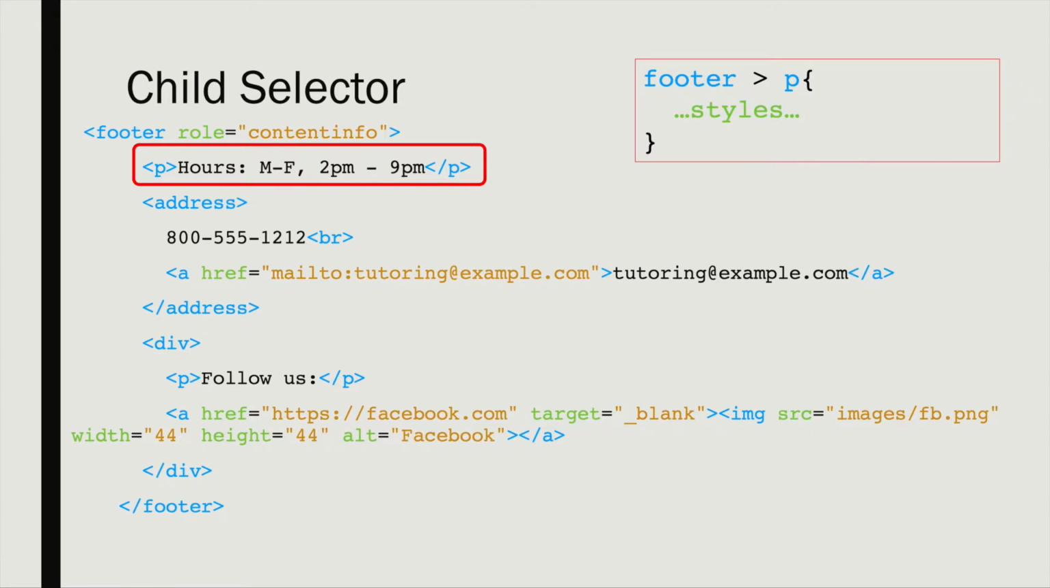It has the item, in this case the footer, then it has the right triangle sign, and then the p tag. This is basically saying that any of these elements, in this case p tags, inside the footer should have the style specified, but nothing else beyond that. So if we have style specified for this, it's only going to be applied to the hours p tag versus the follow us p tag.